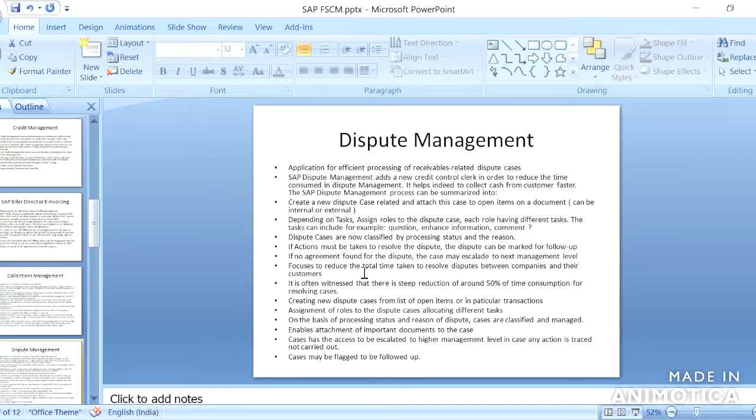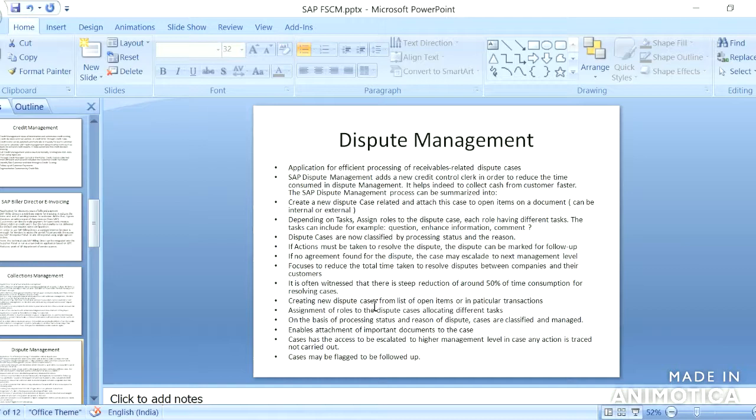It focuses on reducing the total time taken to resolve disputes between companies and their customers. It is often witnessed that there is a steep reduction of around 50% of time consumption for resolving cases. Because of this process, we can say that there is a 50% reduction in time consumption in resolving these cases.